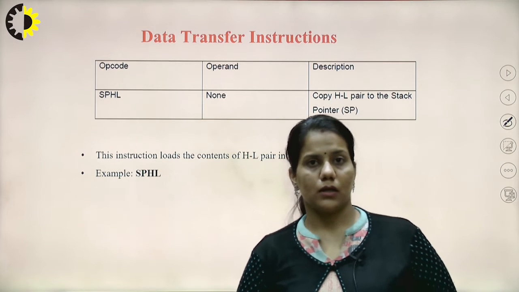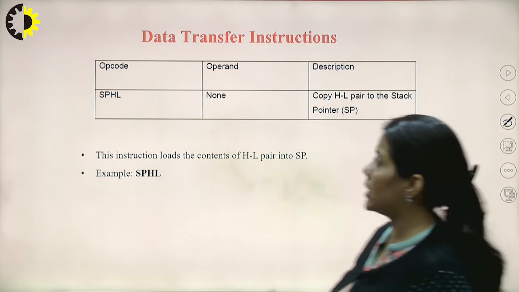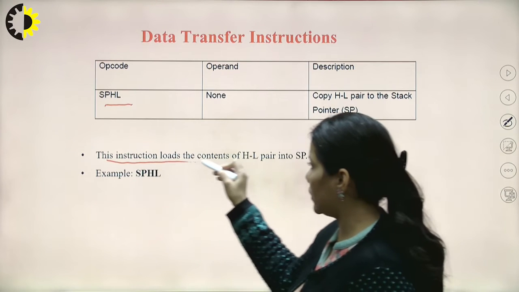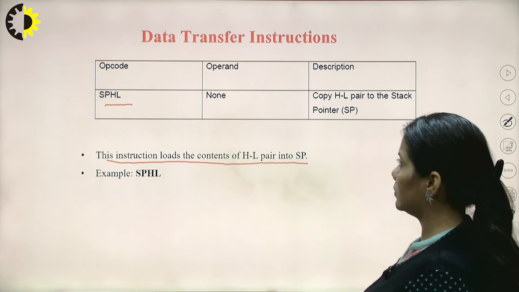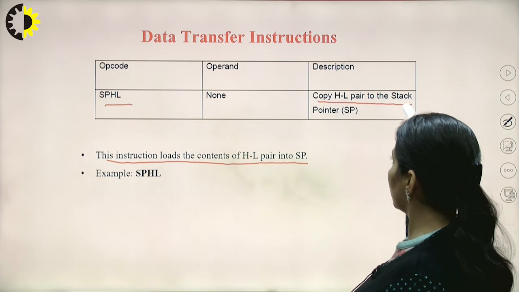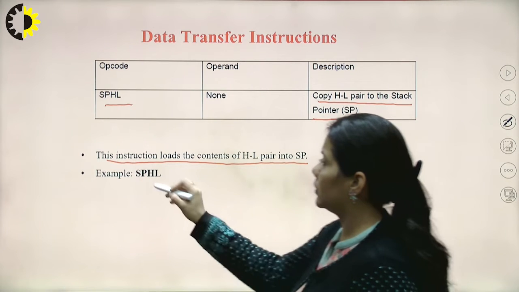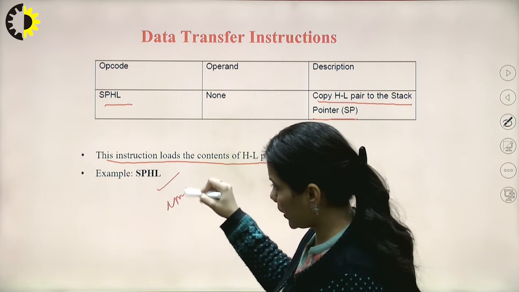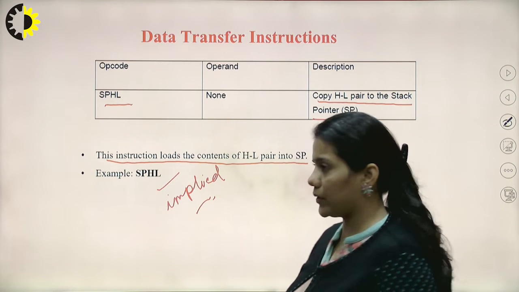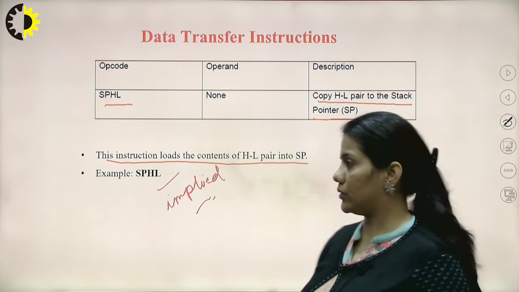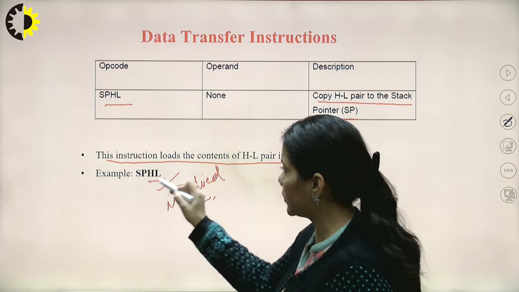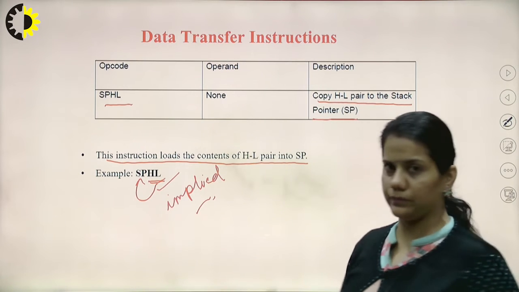Next instruction in this category is SPHL. This instruction will load the contents of the HL pair into SP, the stack pointer. So it will copy the HL register pair data to the stack pointer. Again, this is implied addressing mode. No operands are mentioned and the operands are well understood in itself. So it will load the contents of the HL register pair to the stack pointer.